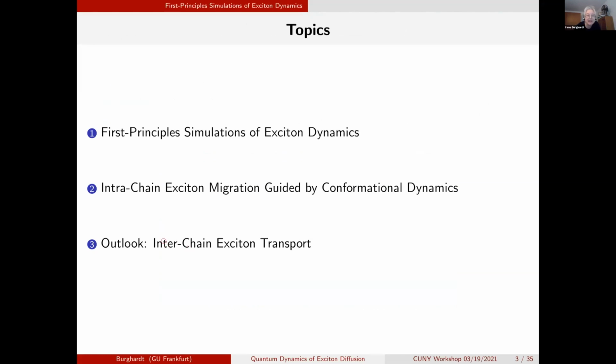I will first give a few details about the simulation approach, and then we go to the main topic, which is about intra-chain exciton migration guided by conformational dynamics. And the final part, if time permits, is an outlook towards interchain exciton transport.